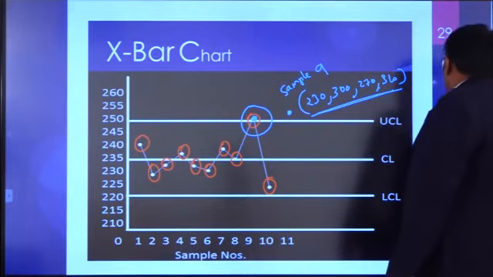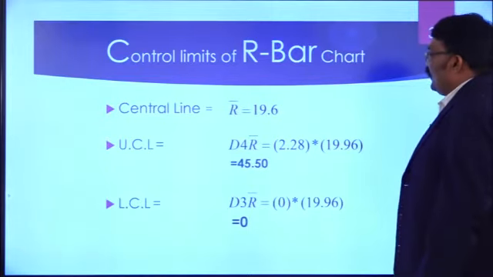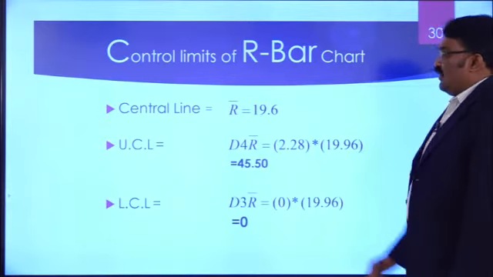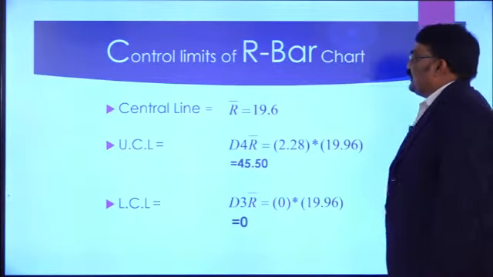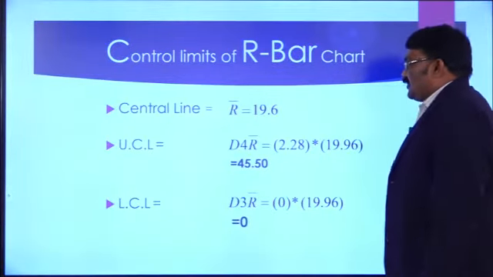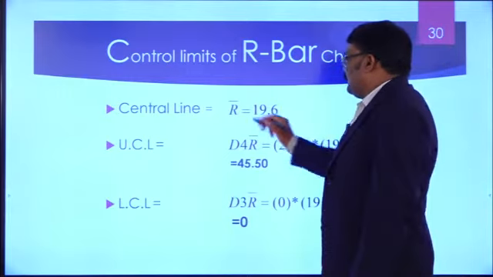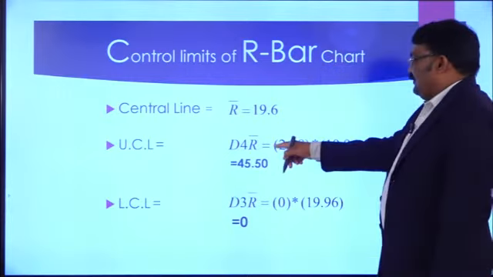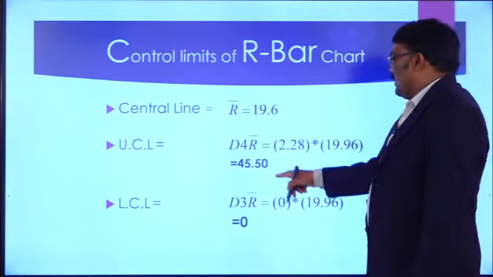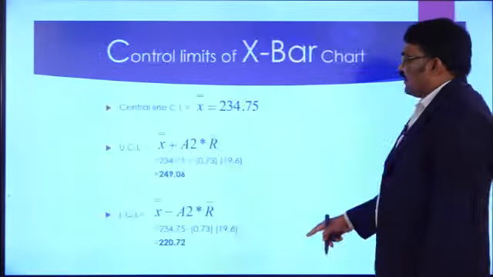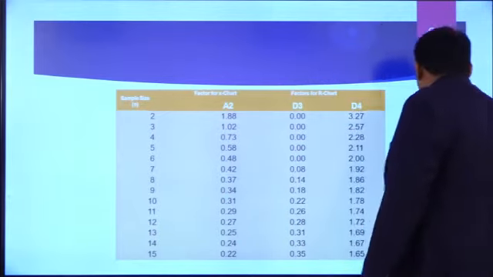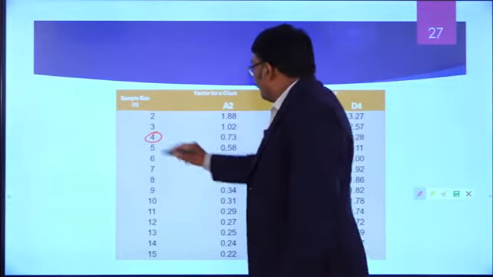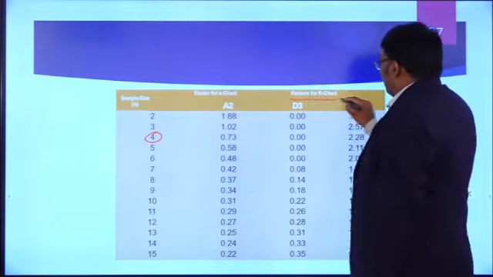Right. Now, after the X bar chart, we are going to work on the next one, that is the R bar chart. We have already found the R value. We have seen the previous one, the D4 and D3 values. I will go there again once. See, this n size is how much? N is equal to 4. For the factors for the R chart, what do we require?